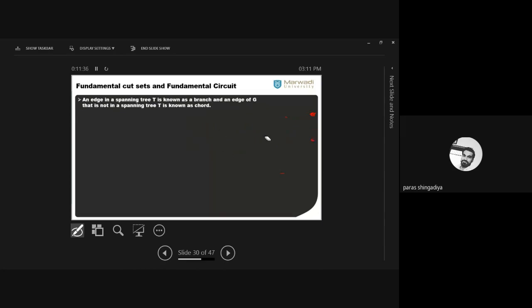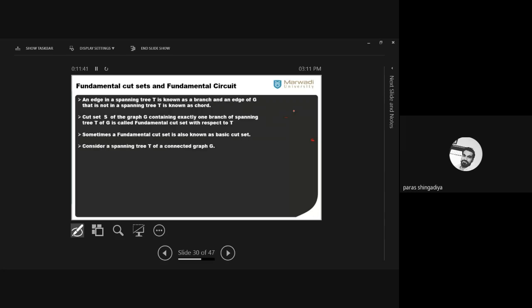Create a spanning tree, and the edges included in the spanning tree are known as branches. And then the edges which are not included in the spanning tree, but are part of the graph, are known as chords. Now, based on this concept, we'll define the definition.